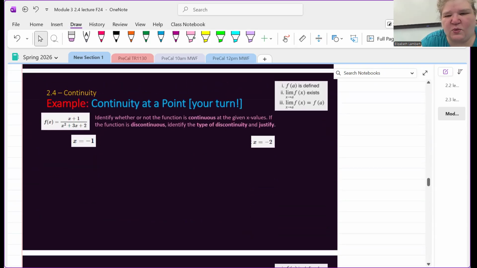All right, so now we've got one for you guys to try. So I've got (x plus 1) divided by (x squared plus 3x plus 2). That bottom thing does factor. So figure out if it's discontinuous or continuous at these x values, and then see if you can figure out what the type of discontinuity is. So just take a few minutes and try it out.